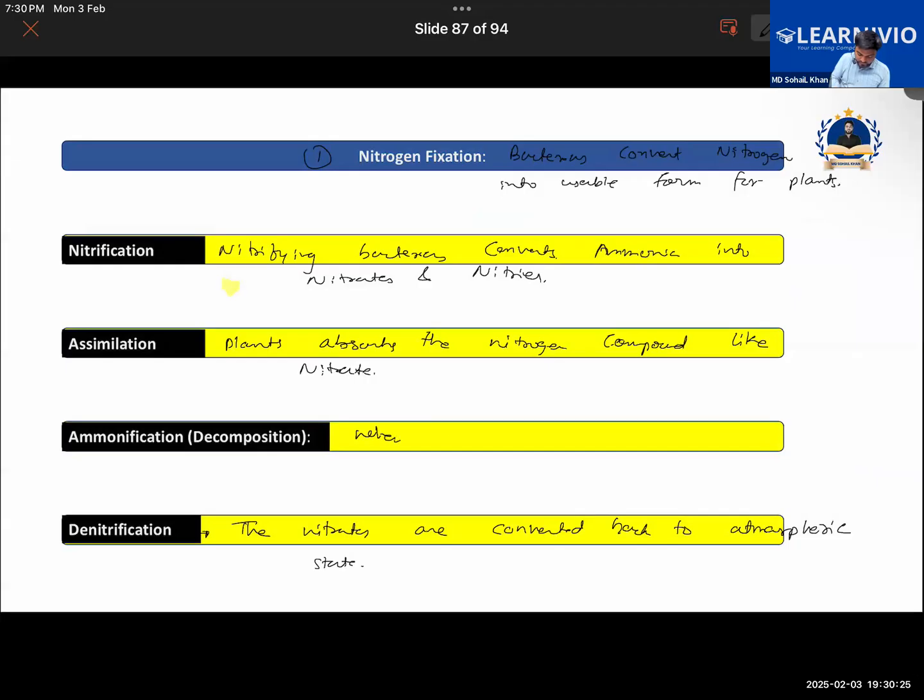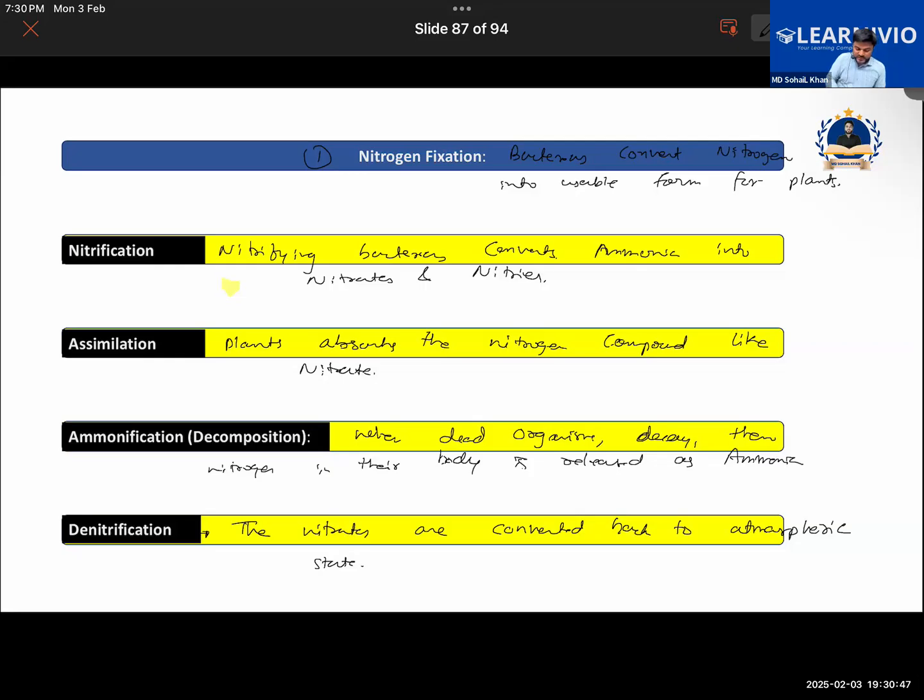So when dead organisms decay, then the nitrogen in their body is released as ammonia.